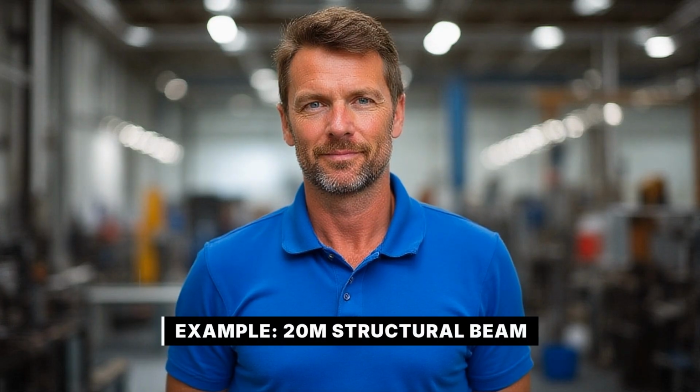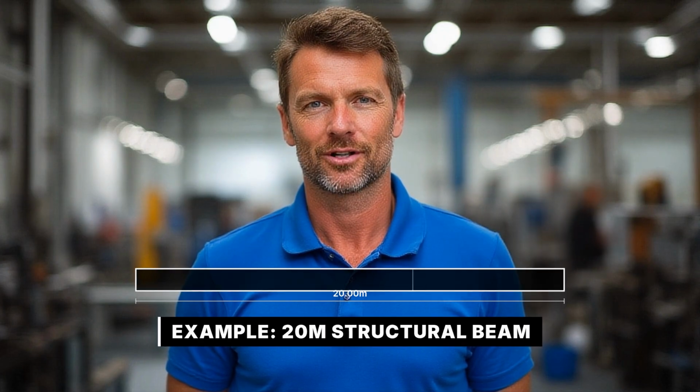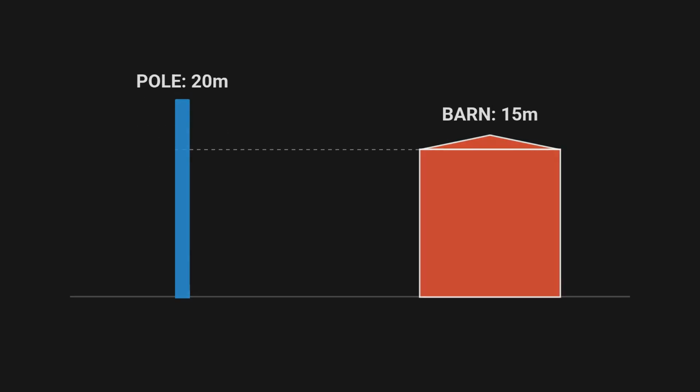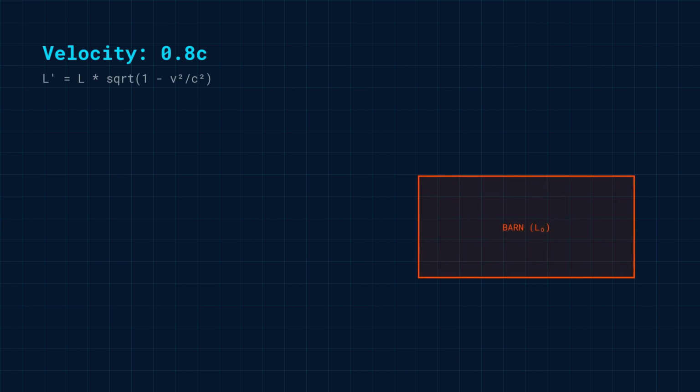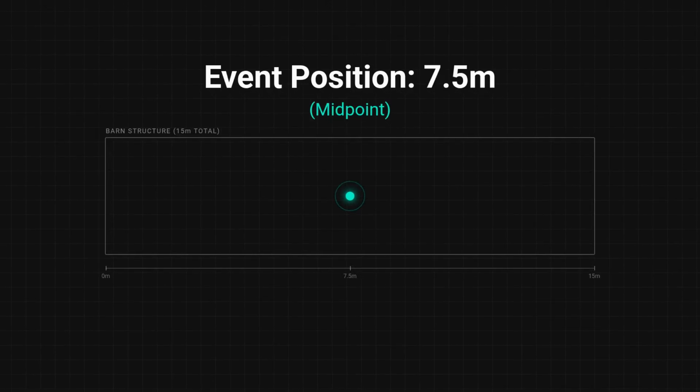Let's work through an example. I'll enter a proper pole length of 20 meters, representing a long structural beam. The proper barn length is 15 meters, shorter than our pole. For pole velocity, I'll input 0.8 c, which is 80% of light speed. For event position, I'll enter 7.5 meters, the barn's midpoint.